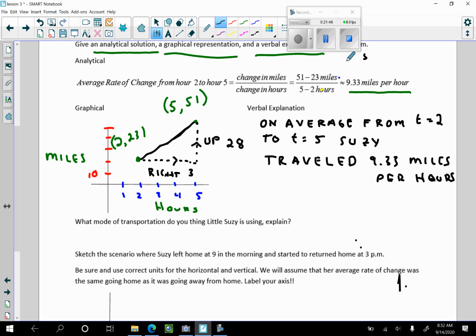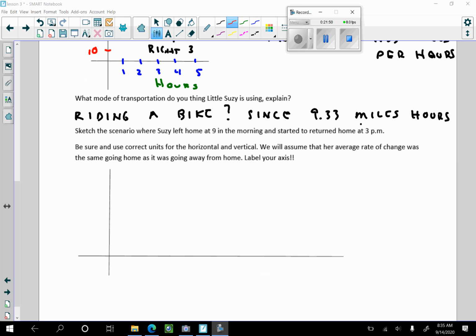Now my question is, let's do the final part of this lesson where it says to sketch the scenario where Susie left home at 9 and started return home at 3. Be sure and use correct units. So she's going to go hours, and it's going to be miles. Miles from home. We're going to let this be miles from home. And I think that's what we did before.